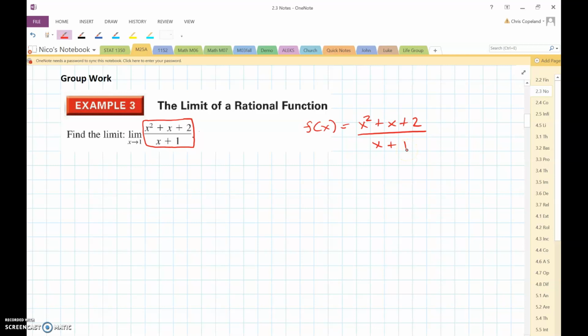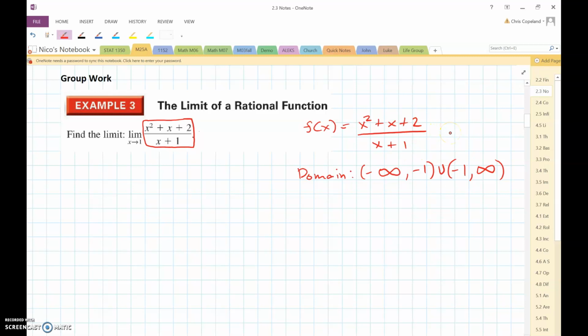Okay, think about the domain of this function. The domain of this function is going to be all reals except -1. -1 is the only value that would make the denominator equal to 0, which would make this function undefined.